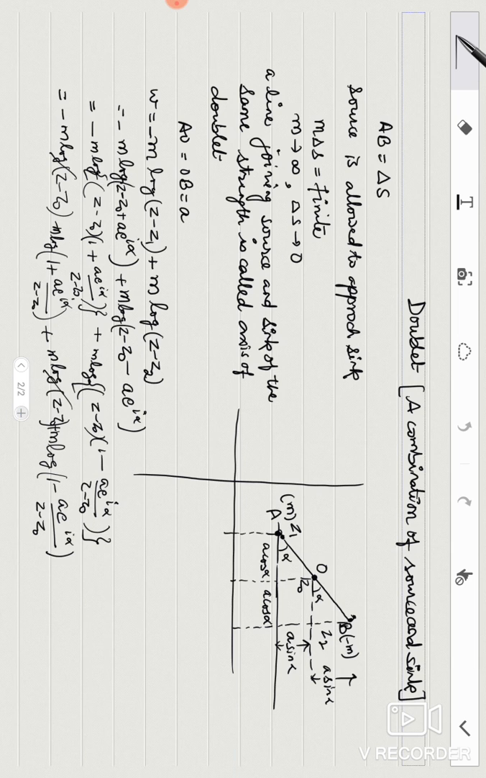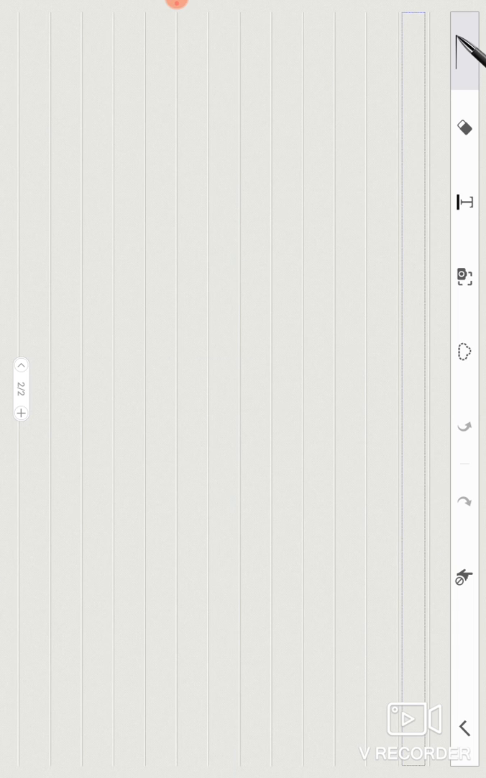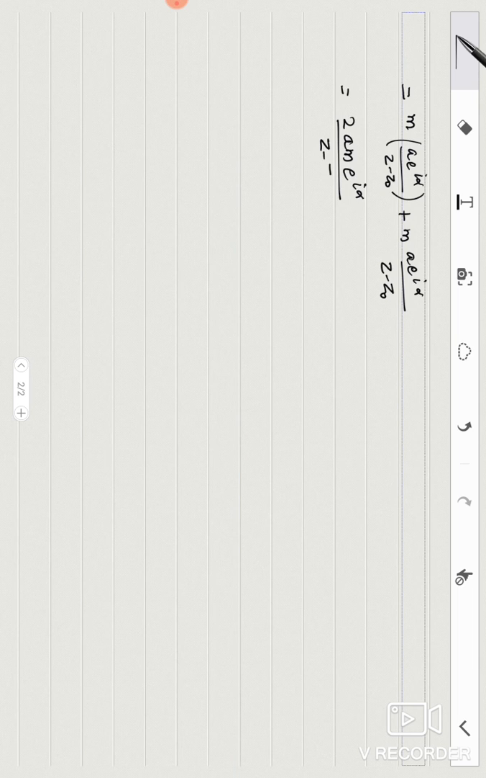After expanding, we will have M A e raised to the power I alpha upon (Z minus Z0) plus M A e raised to the power I alpha upon (Z minus Z0). You can confirm that when you expand the log, only this much will remain with you, and this is equal to twice A M e raised to the power I alpha upon (Z minus Z0). Here this twice A M is written as mu, and this is called the strength of the doublet.